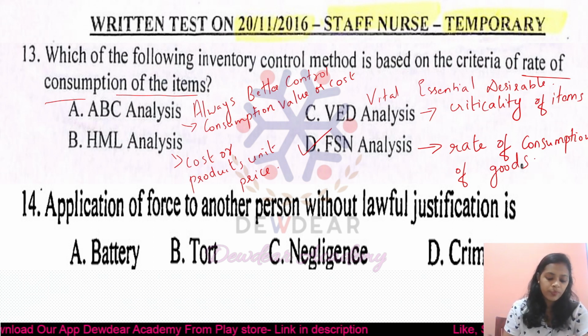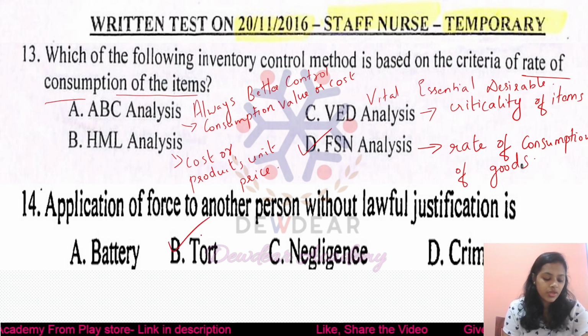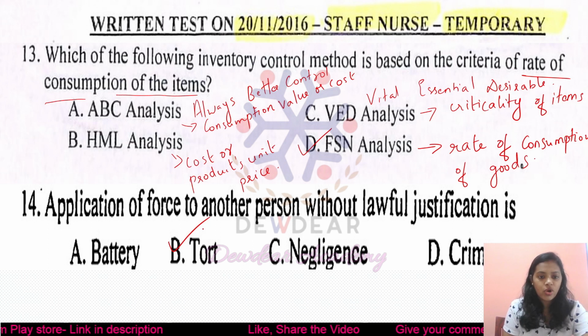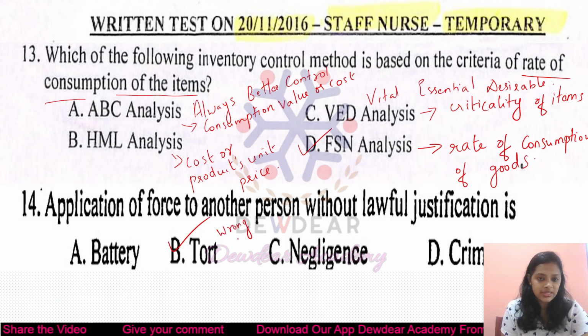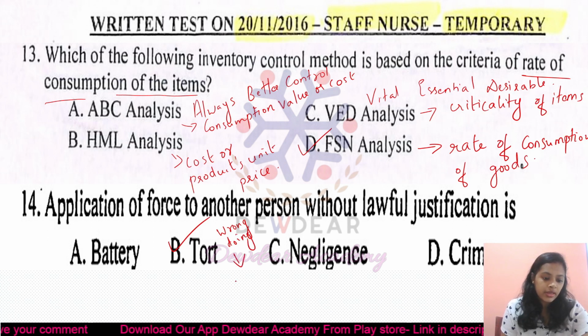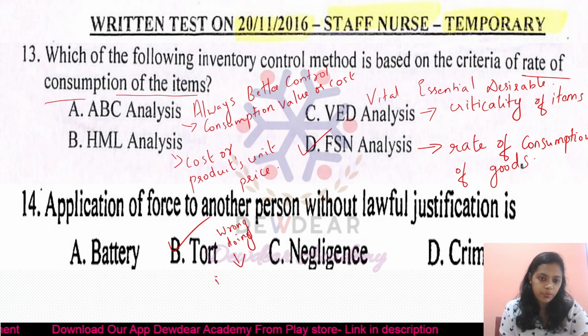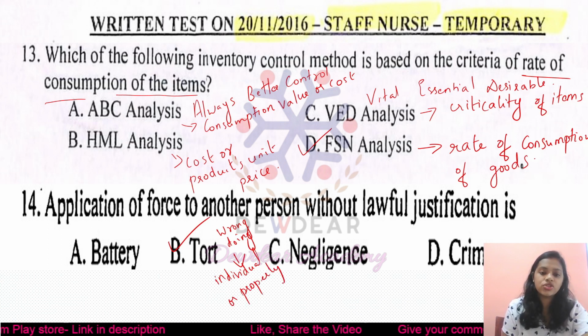So first we should know the classification. Tort. What is tort? Tort is a wrongdoing that hampers the individual or property. Tort means a wrongdoing or a civil wrong committed against a person, against an individual or his property. That is known as tort.